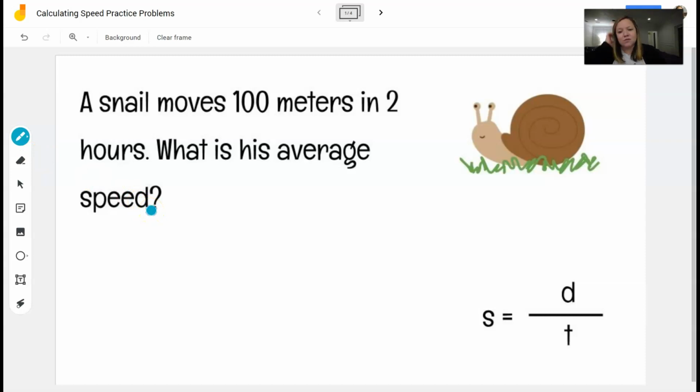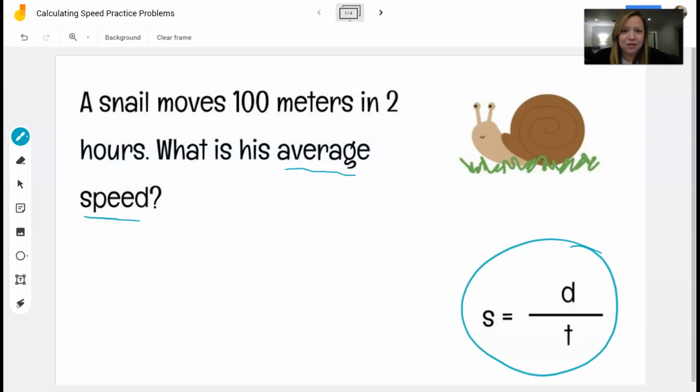So this first one is looking at just average speed here, okay? A snail moves 100 meters in 2 hours. What was this snail's average speed? So I first want to point out our formula down here, remember, is speed equals distance divided by time. There's a couple clues that I can look for. I know my formula, but I need to know distance and I need to know time.